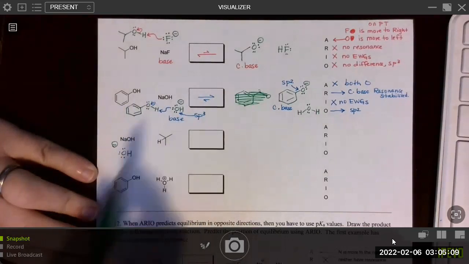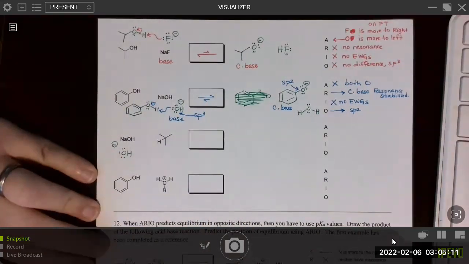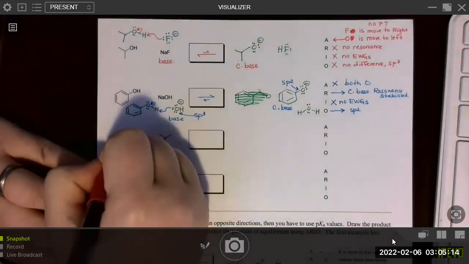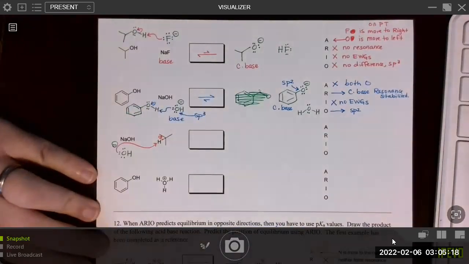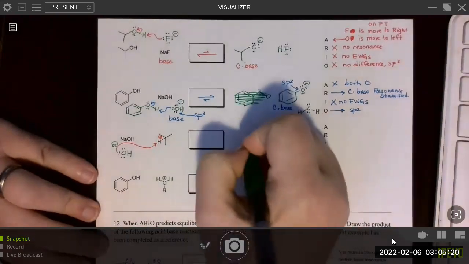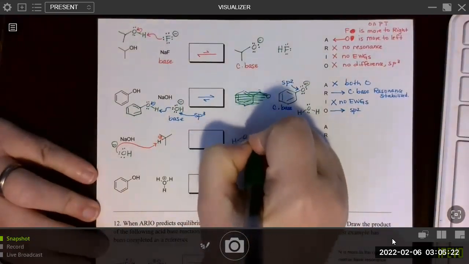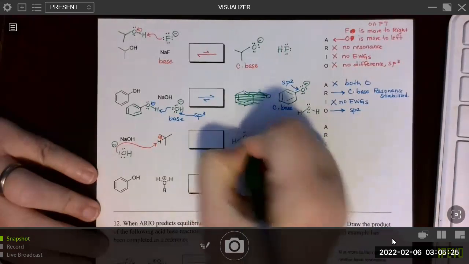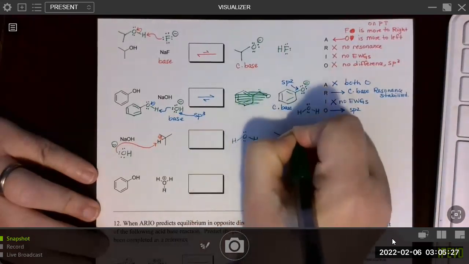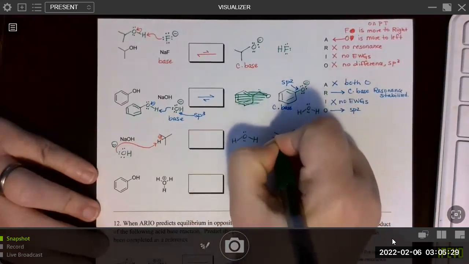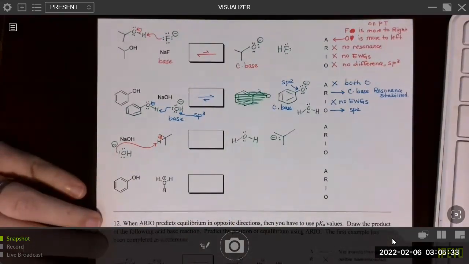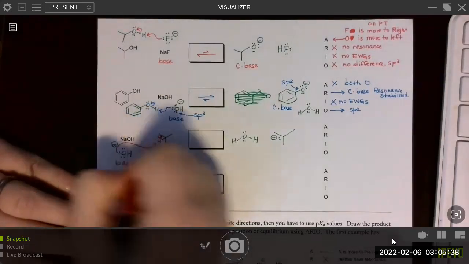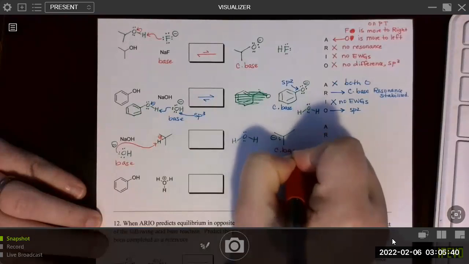And this one is drawn okay, so I don't need to redraw that one. Go ahead and show the curved arrows, and then draw in the products. The water and the conjugate base. We'll label those. Okay, so we have base, conjugate base.